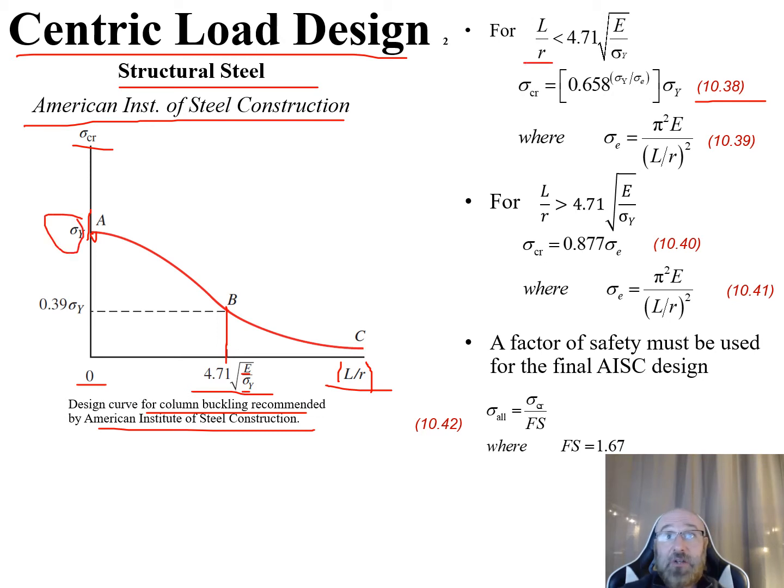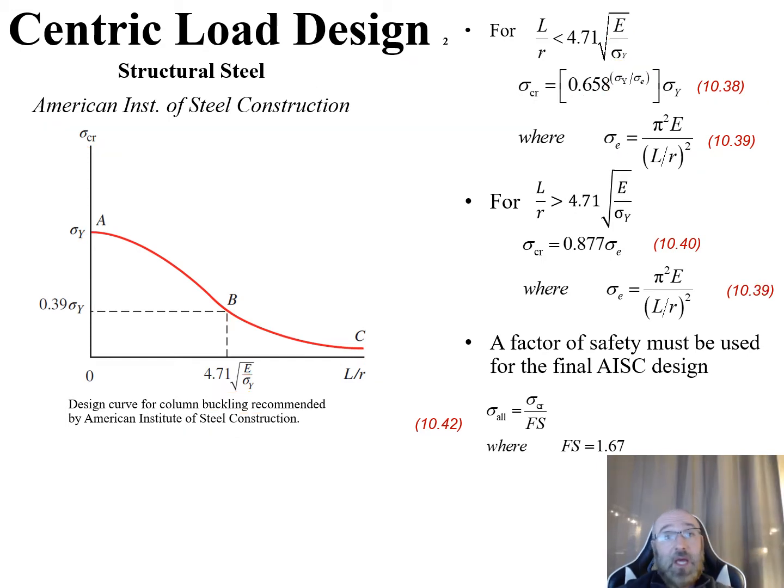So that's where we have this, if our slenderness ratio is less than what it is here at B, that 4.71 times the square root of our E over our sigma sub Y, then to find our critical stress, our sigma sub CR, we can use that relationship from equation 10.38, where we see this as 0.685 to the exponent of our sigma Y all over our sigma E, where our sigma E is given to us in our equation 10.39 in our textbook as this ratio here of pi squared times our modulus of elasticity, all divided by that slenderness ratio, our L over R quantity squared.